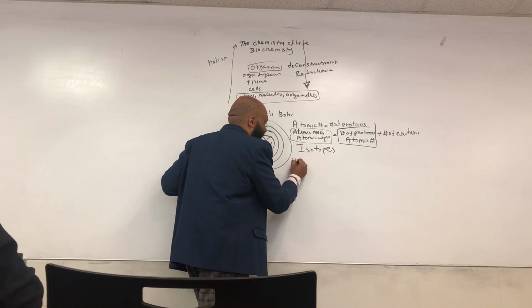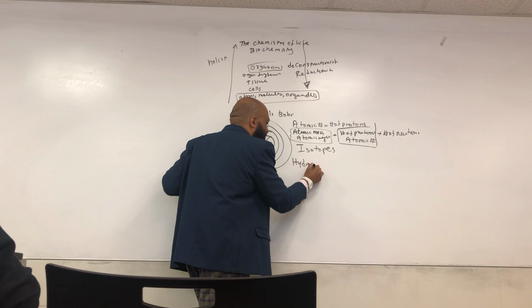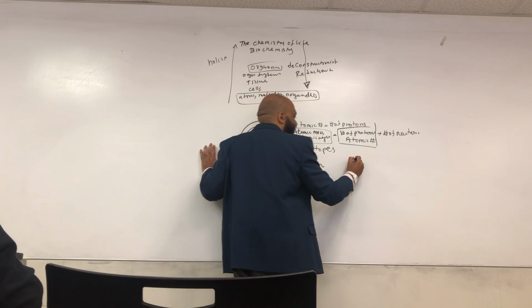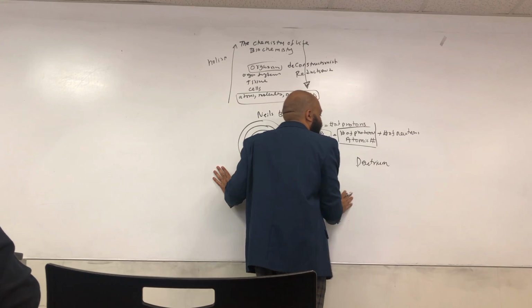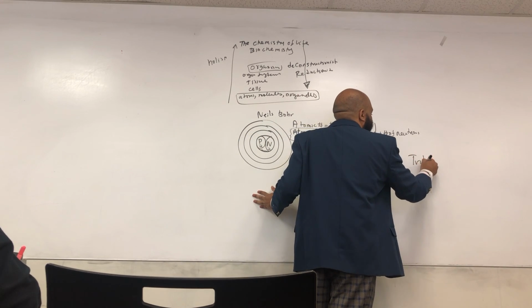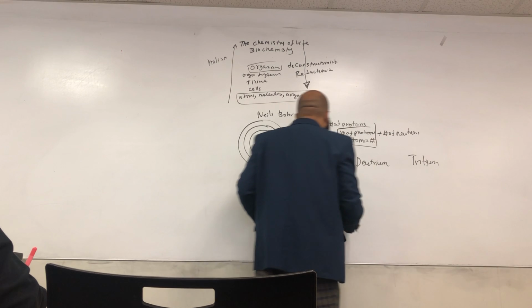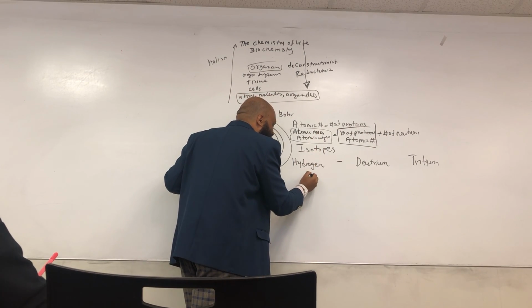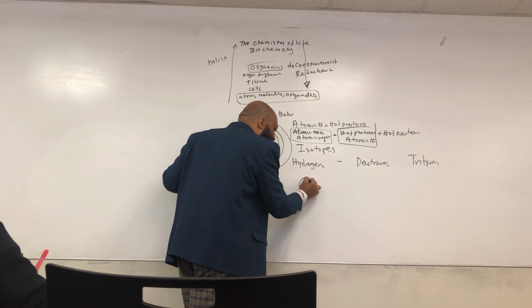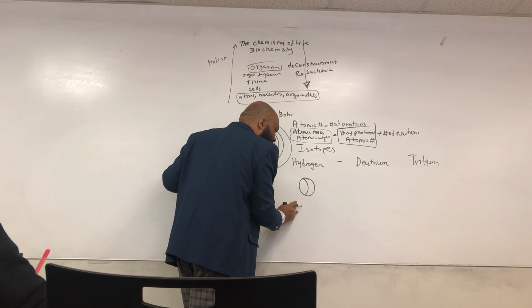So now let's look at hydrogen. Hydrogen is the same element as deuterium, which is the same element as tritium. That's very interesting. So that means if they are the same atom, that means they will always have the same number of protons.